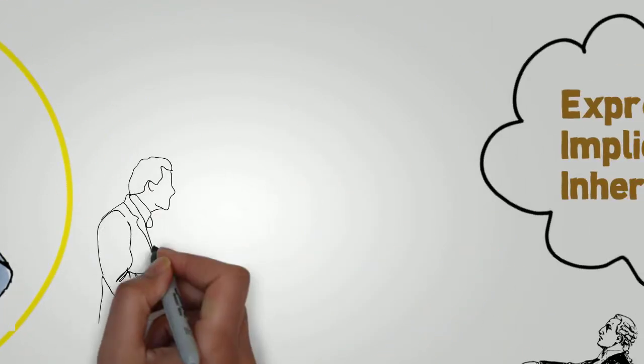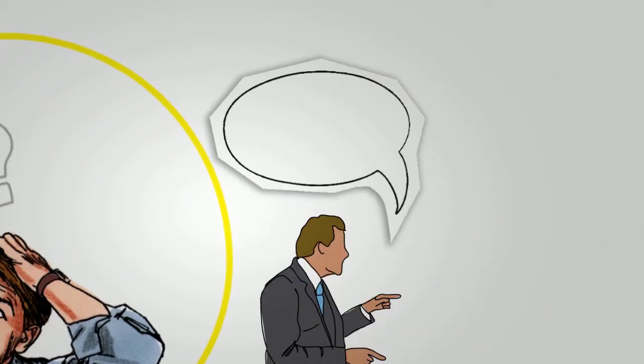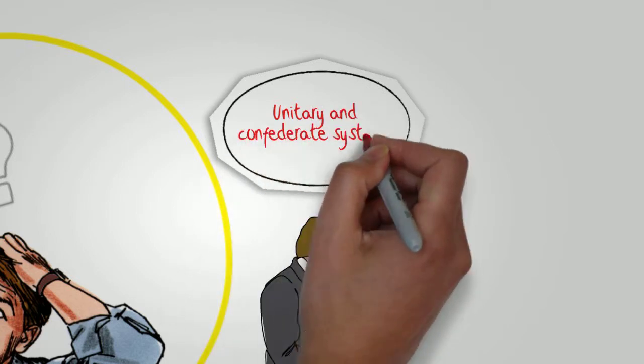Without it, there would be nothing to state how our government should be chosen and how it should work. There are also two other forms of government that play a part in our history, and that is a unitary system and a confederate system.